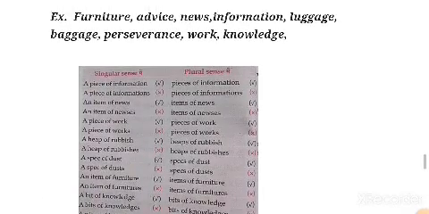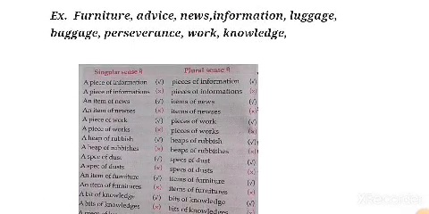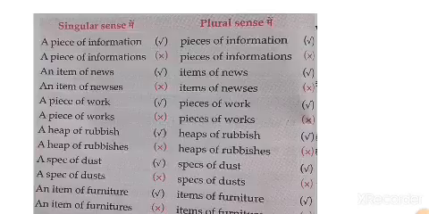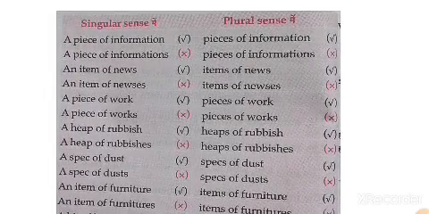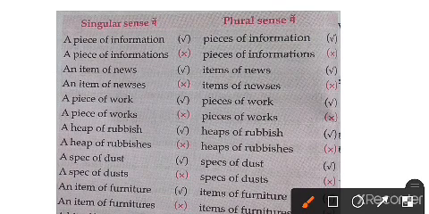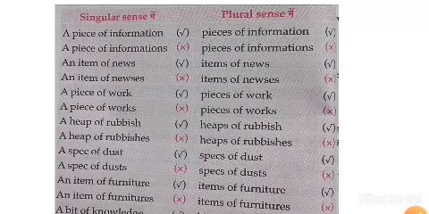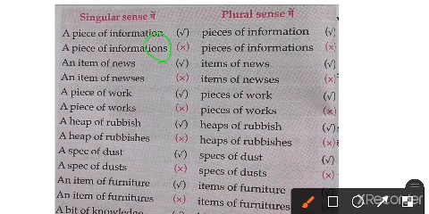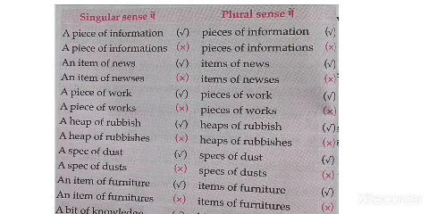Okay, so if you want to write these things in singular and plural form, here you can see the singular and plural sense. When we talk about information, in plural form that becomes pieces of information. In singular you can write a piece of information. Clear? Information is not used with an s, so we have to say a piece of information and pieces of information. In the same way, news is already ending with the s.